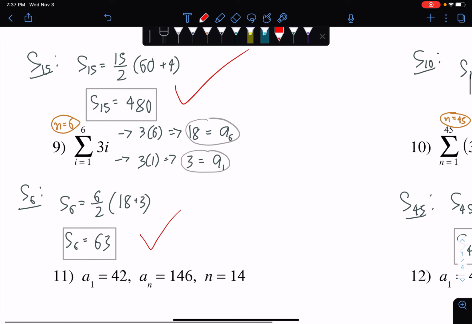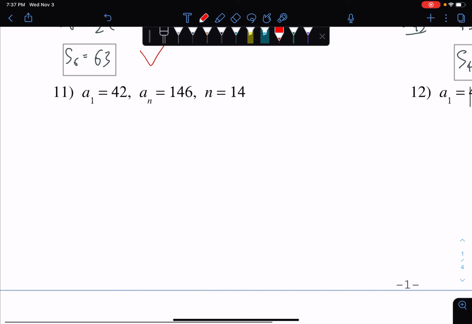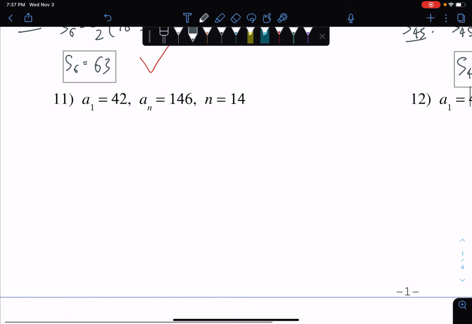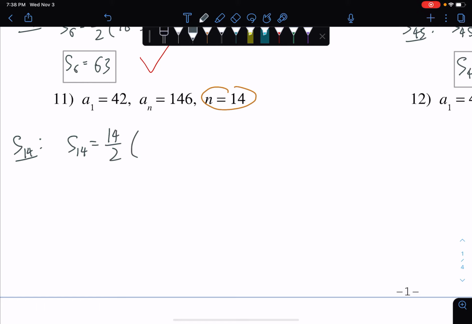Now, this time, it's still a sigma notation by the looks of it. We have a sub 1, a sub n, and n. Basically, now that we know that n is equal to 14, we're trying to find S sub 14. Now, S sub 14 is equal to 14 over 2 times the quantity 146 plus 42.